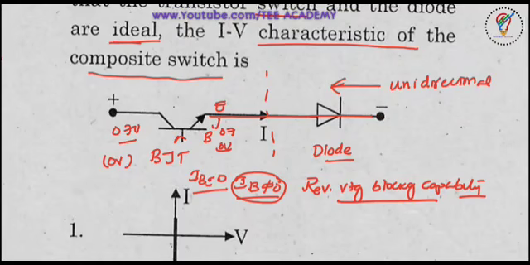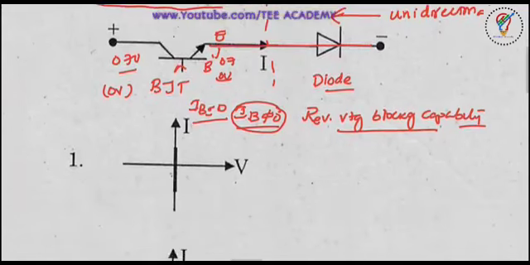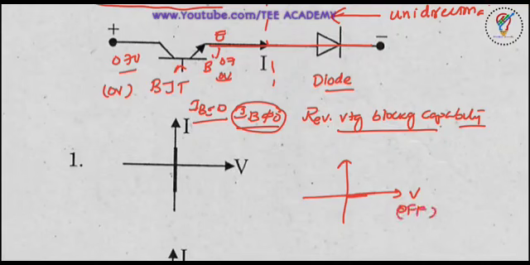Even if you give reverse bias, it will not work. The characteristics will look like this: first of all, if you are not giving base current, it will block some voltage. It's an off state condition.